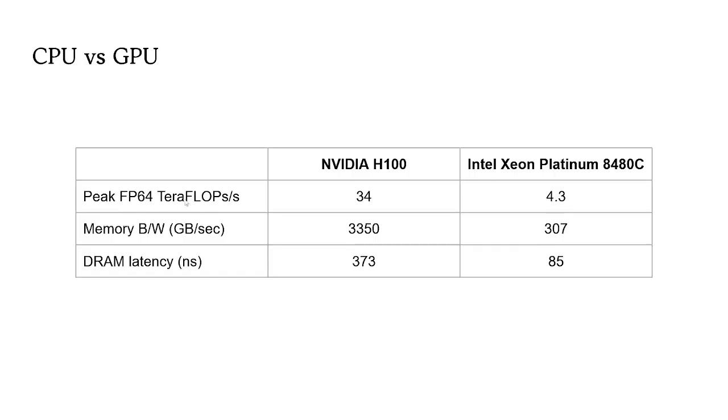Looking at the peak throughput, the NVIDIA H100 GPU can do 34 teraflops per second, and this processor does 4.3. The GPU is about 7 to 8 times faster than this processor. In terms of memory bandwidth as well, the bandwidth in the GPU is almost 10 times higher as compared to its CPU counterparts. But when it comes to the latency of getting something from the DRAM memory, the main memory, for the CPU it's much smaller as compared to the GPU.